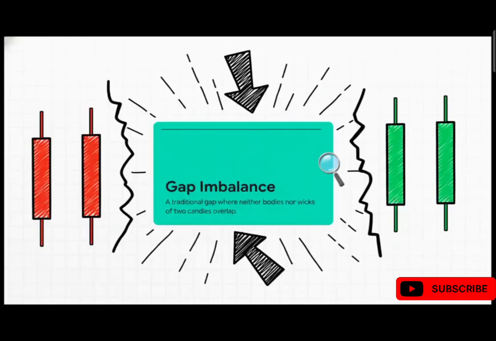In stark contrast, a gap imbalance is totally impossible to miss. This is your traditional gap where absolutely nothing touches. Neither the bodies nor the wicks of the two consecutive candles overlap. It's a glaring, totally empty void right there on your chart. It's essentially a missing chunk of price action.